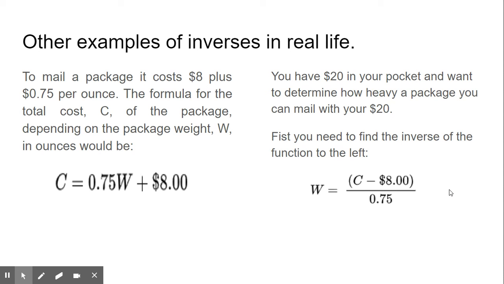And that would be W equals (C minus 8) divided by 0.75. Then we can plug the $20 in for C. We would get W equals (20 minus 8) divided by 0.75, and that would equal 15 ounces.